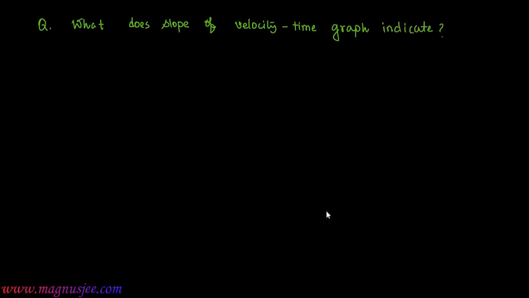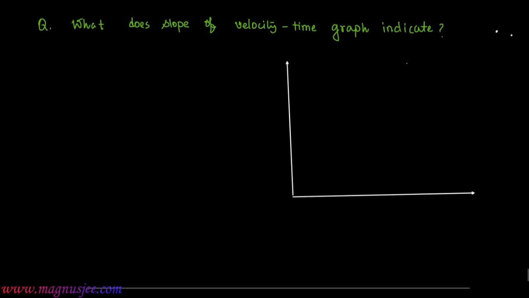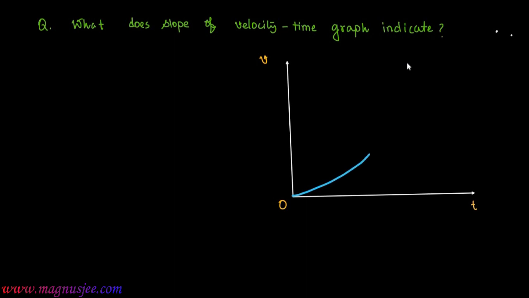We can draw the velocity axis in the vertical direction and the time axis in the horizontal direction. And this curve OC is the velocity time graph of a body moving with increasing acceleration.